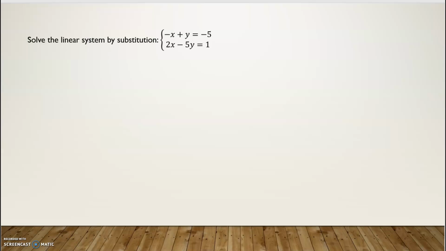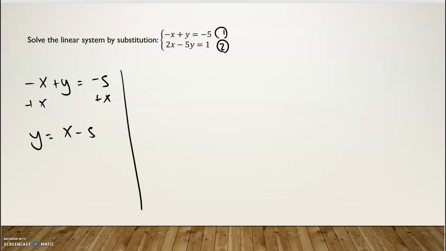So we'll say this is equation 1, equation 2. I'm going to solve equation 1 for either x or y, it doesn't matter, I think I'll solve for y. And then I'm going to substitute it into the second equation. So I'm going to add x to both sides, so y is equal to x minus 5. Okay, and then what I'm going to do is plug in x minus 5 everywhere I see a y.